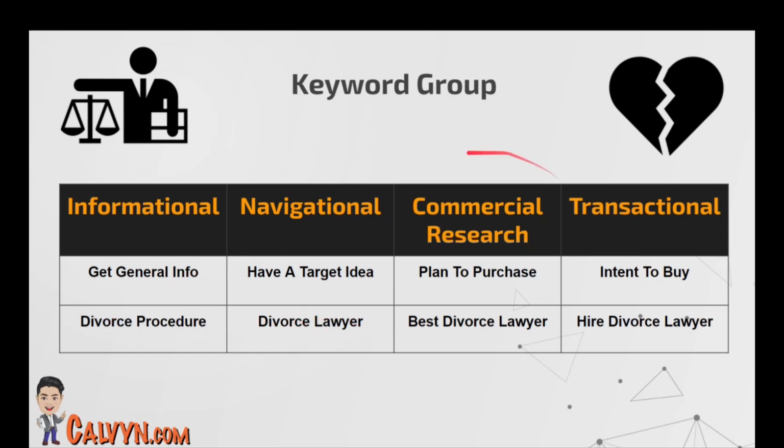After that, they do some commercial research. Maybe they want to search for the best one. They want to compare which lawyer and which lawyer. They get to know, so they do some comparison and they plan to purchase, that's commercial research. Then after that, when they want to transact, they will actually search for hire a divorce lawyer or divorce lawyer near me. So this is the type of keyword.